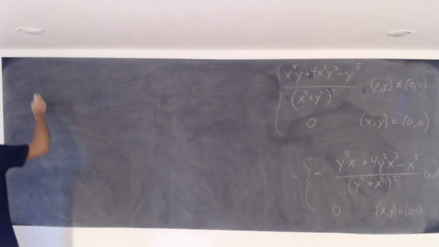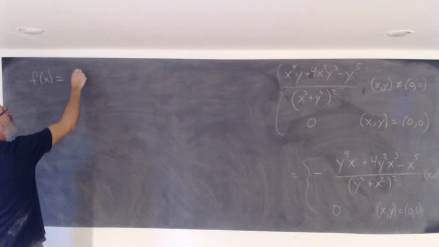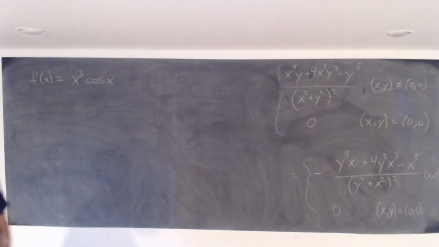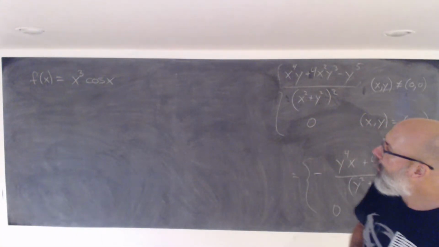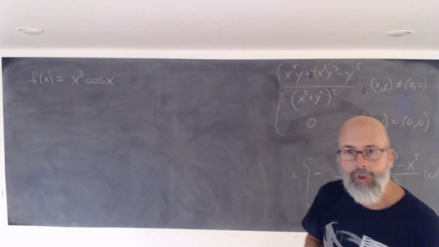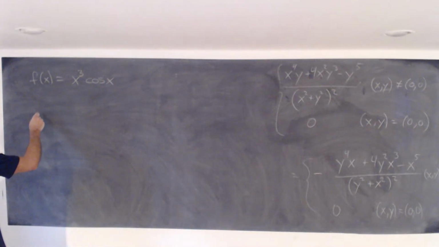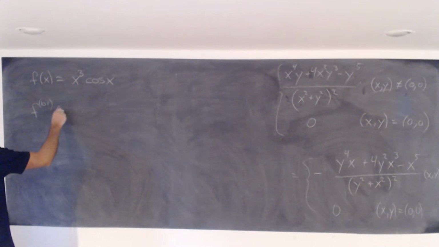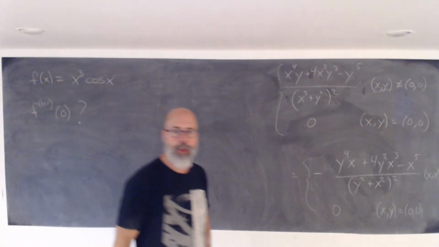So here's a nice question. Suppose I give you a function like this, and I ask you, what is the 101st derivative of that function at 0?